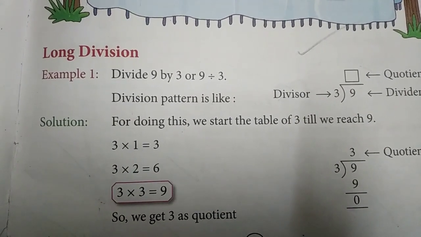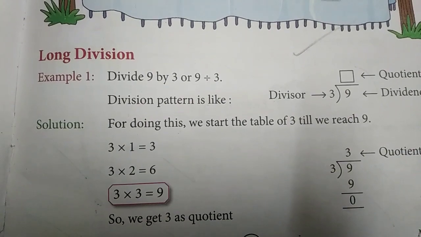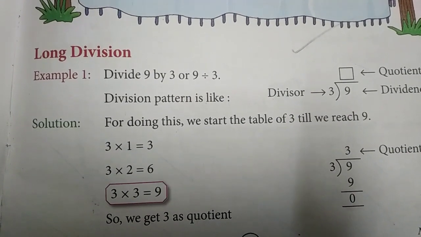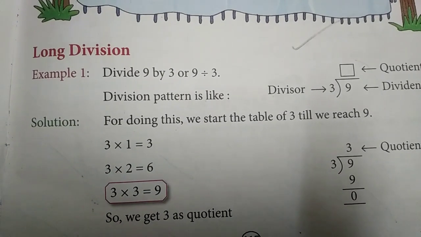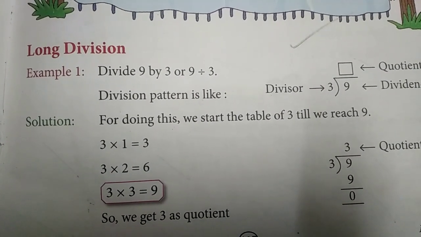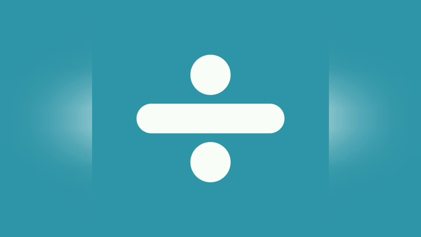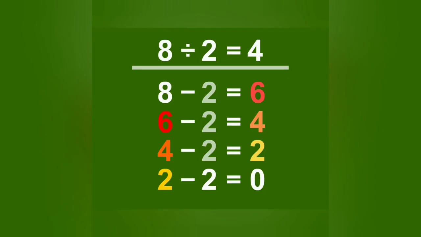Okay, so let's start the long division. So before that, let me discuss the same thing once again, that is repeated subtraction and the table method. Then we will move to the long division. So children, I hope that you remember this is the symbol for division. So we have discussed the first one, that is the division by using repeated subtraction. You have to subtract till you get 0, right? 8 divided by 2 means you have to subtract 2 till you get 0.